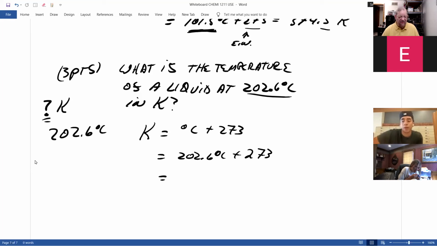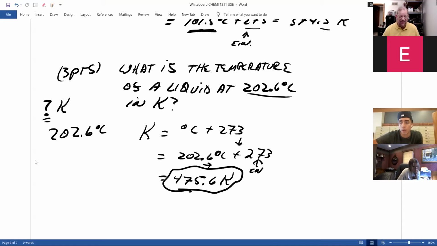I'll do the math. This is an exact number. I'm doing an addition, so you have the same number of significant figures to the right of the decimal. You don't mess with the stuff on the left. Go with the number that has the fewest, and this is the only number one. So here's my answer. And I'm done.